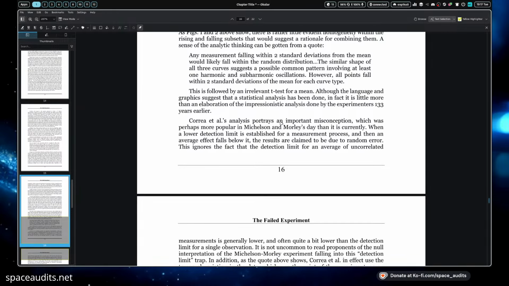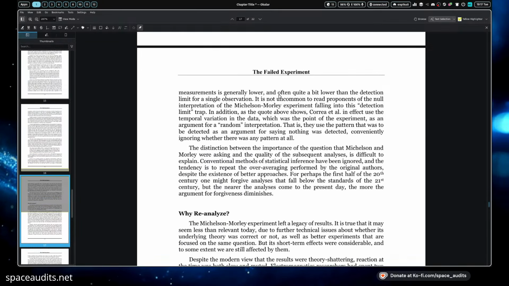Correa and others' analysis portrays an important misconception, which was perhaps more popular in Michelson and Morley's day than it is currently. When the lower detection limit is established for the measurement process, and then the average effect falls below it, the result is claimed to be due to random error. This ignores the fact that the detection limit for the average of uncorrelated measurements is generally lower, and quite often a bit lower, than the detection limit for a single observation. It is not uncommon to read proponents of a null interpretation of the Michelson-Morley experiment falling into this detection limit trap. And that's exactly what Thomas Roberts did for their analysis.